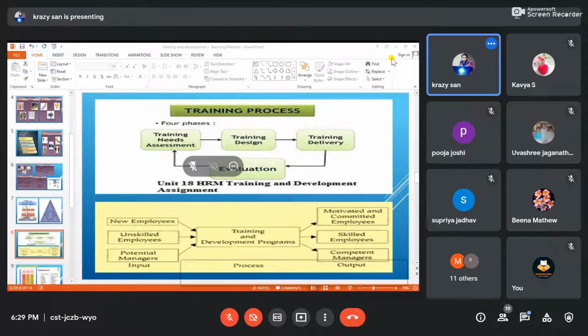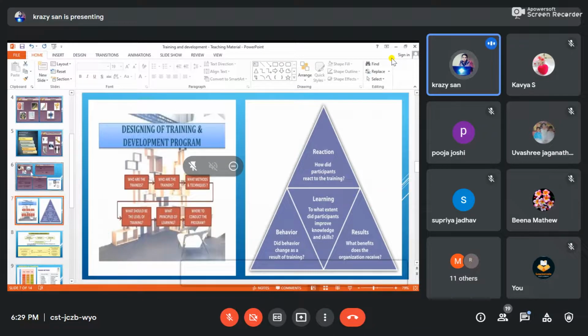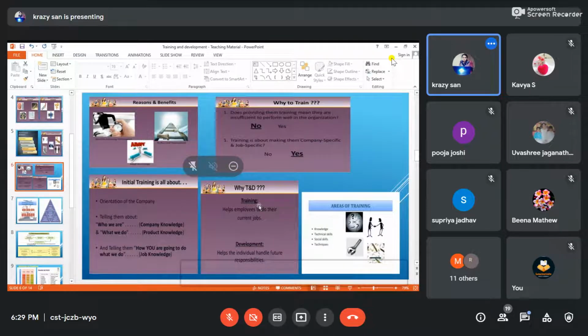Beena, Pooja Joshi, training areas. Very good. Clear? So, ma'am, okay, training areas will be like if you knowledge. Suppose, Pooja, listen carefully, okay?